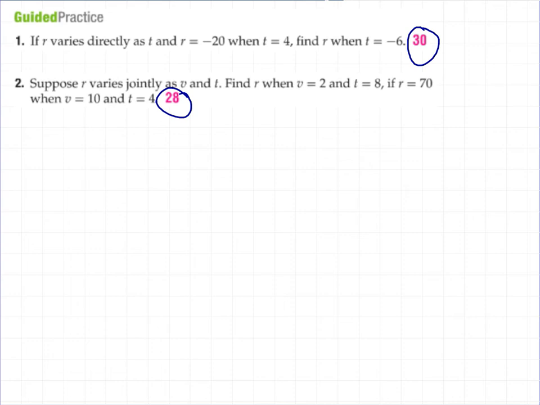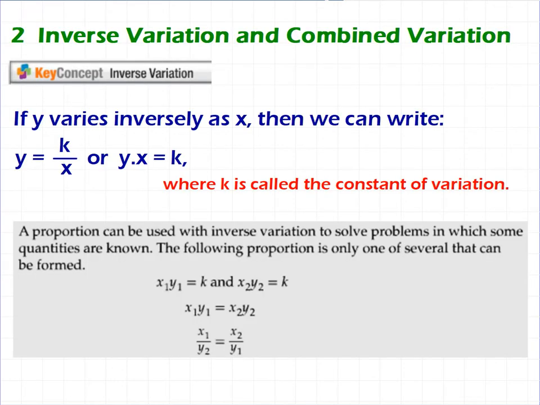Okay, we have another two types of variation: inverse variation and combined variation. After we discussed the direct variation and the joint variation, now it's time to talk about the other two, which are inverse and combined variation. All right, let's start with the inverse variation.